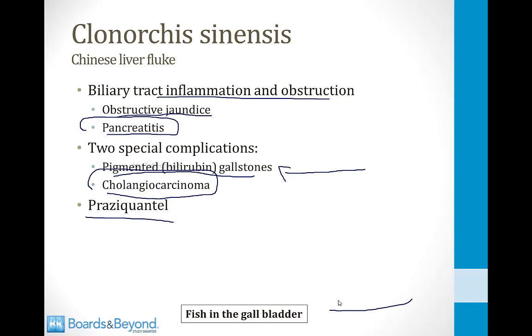And the key thing to remember here is just fish in the gallbladder. That's what I think of when I hear about this. I think of people eating contaminated fish and getting gallbladder disease.